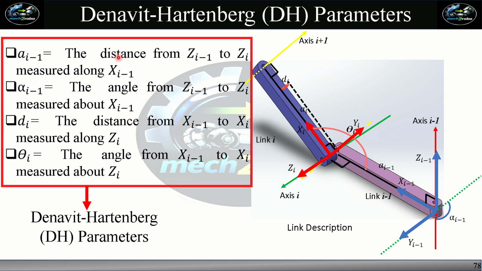These four parameters, which describe the link description and link connection description, are known as Denavit-Hartenberg parameters. In simple words, we can say that these are known as DH parameters.